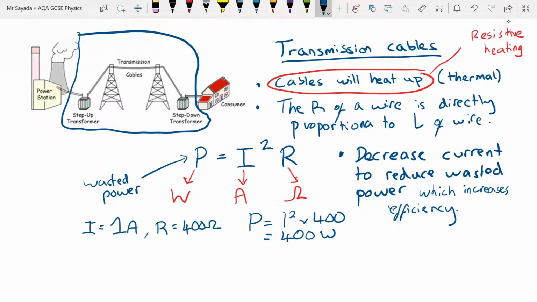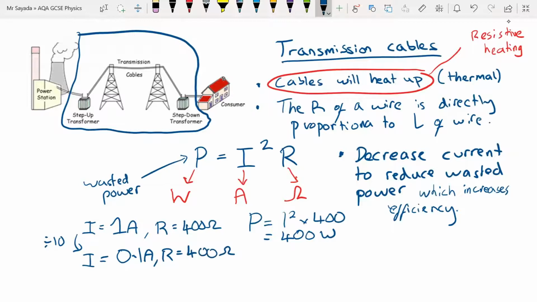So really the resistance would probably be lower as well, but we're looking at the current here because that's what we control with the step-up transformer. So the current, let's say we can get the current down to 0.1 amps. So we've divided the current by what? What have we divided the current by? You should have said we've divided it by 10. And we're going to keep the same resistance, so we're not going to change the cables at all.